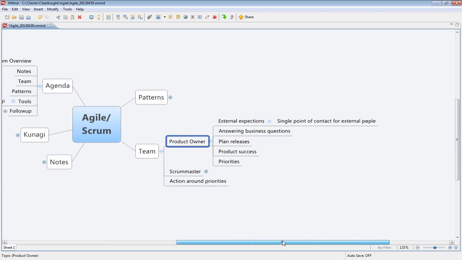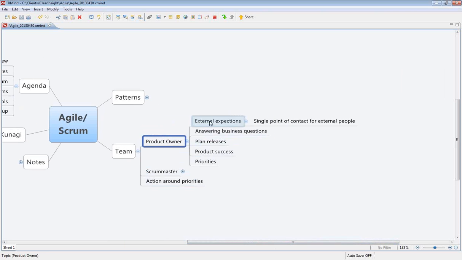What's a product owner? A product owner is the person who sets external expectations. They're the single point of contact for anyone outside the team, answering business questions, planning releases, responsible for the product's success, and setting priorities. That's a lot to be on one person, but there's nothing technical here. The product owner doesn't need to be a technical person. They don't need to be a project manager. They don't need to be anything except a visionary.